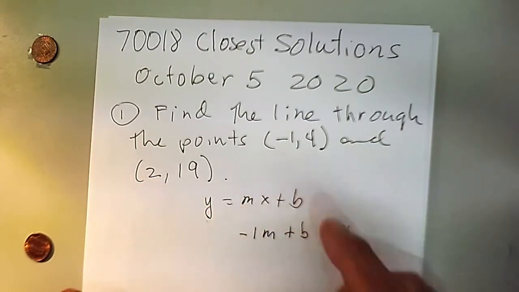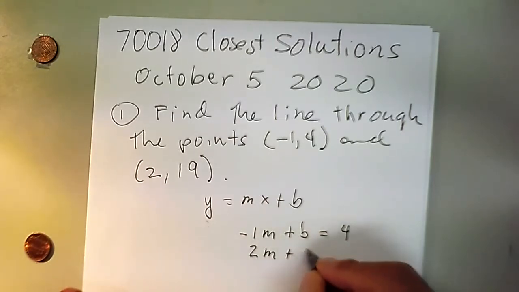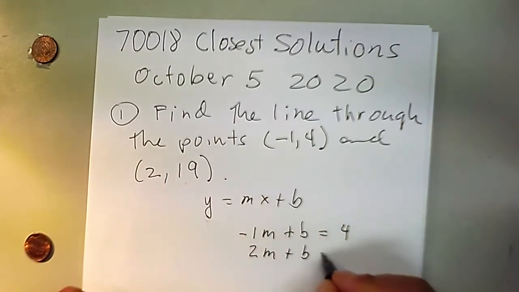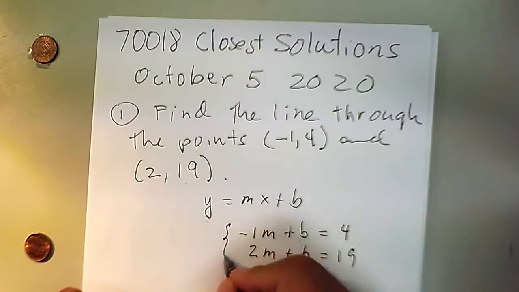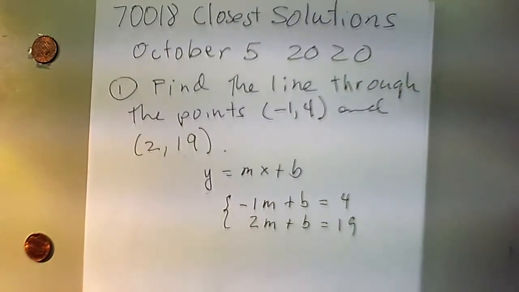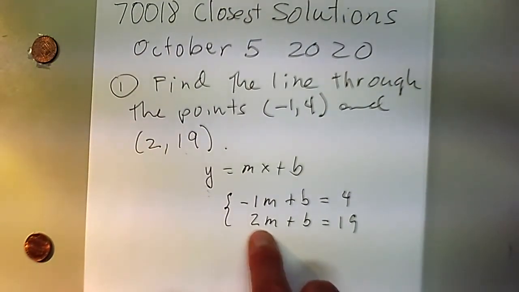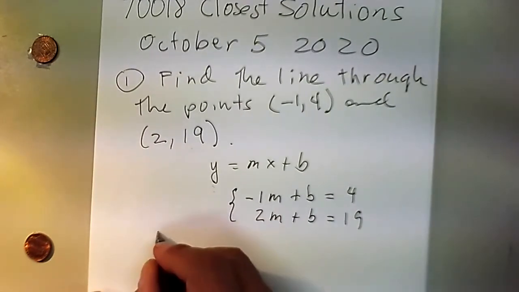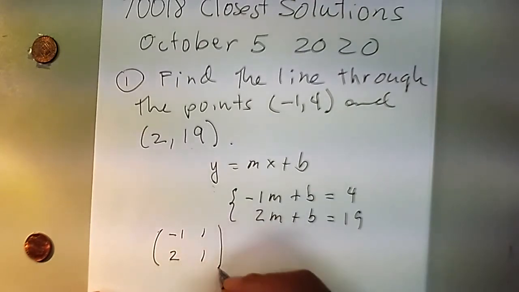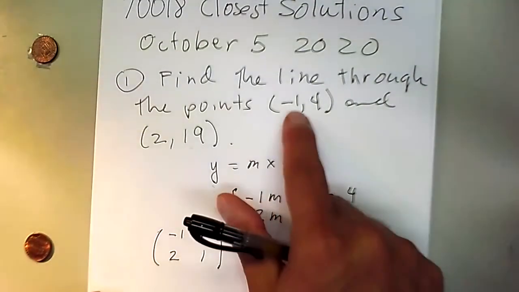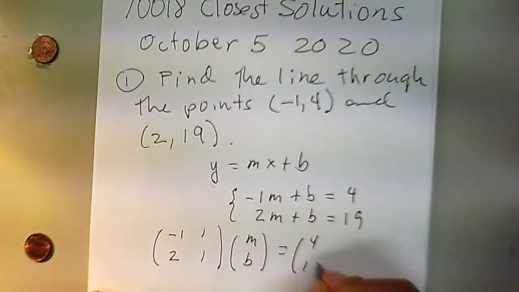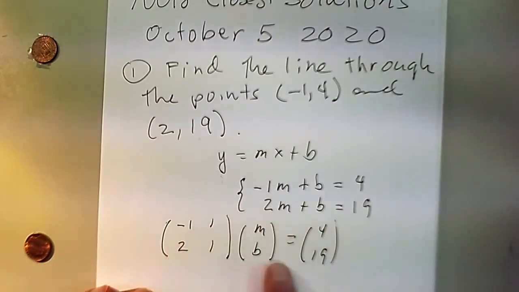So 2m plus b, same equation, equals 19. So now we have a system of equations where the unknowns are m and b. And we can put this into matrix form. So the matrix is -1, 1, 2, 1. Well, that's a nice matrix. Times the vector (m, b) equals the vector (4, 19).